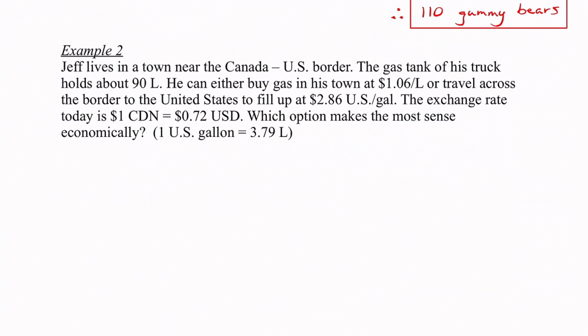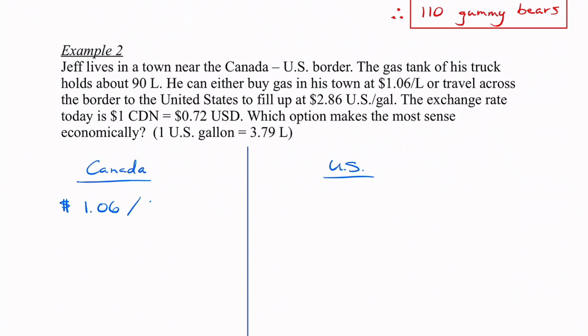So we are going to break this down into 2 parts. We're going to have the Canada option, which is buying our fuel in Canada, and then we're going to have our US option. So I'm just going to separate the 2. For Canada, this one's fairly simple. It was $1.06 per liter, so I already know how much it's going to cost. They just outright told me. The other one they did as well, but it's in different units, so we're going to have to convert it.